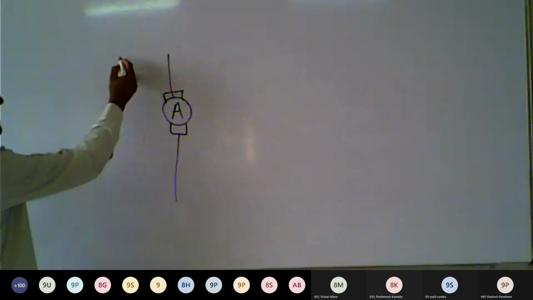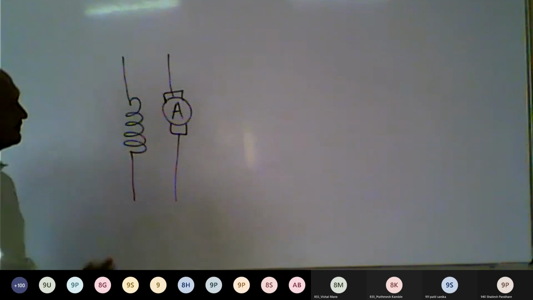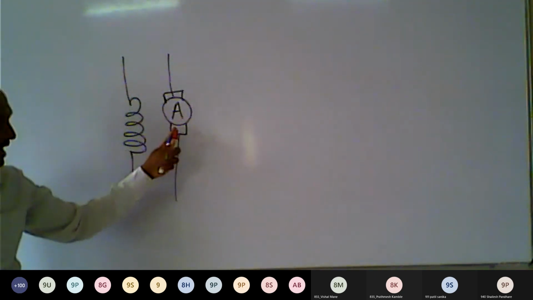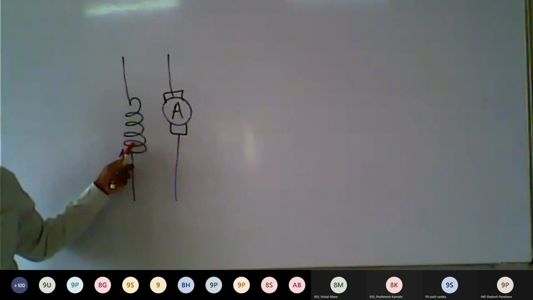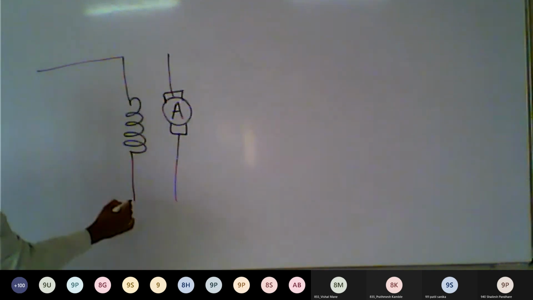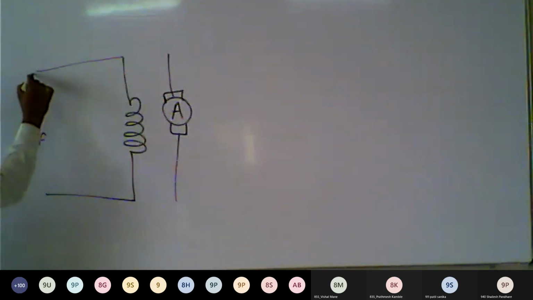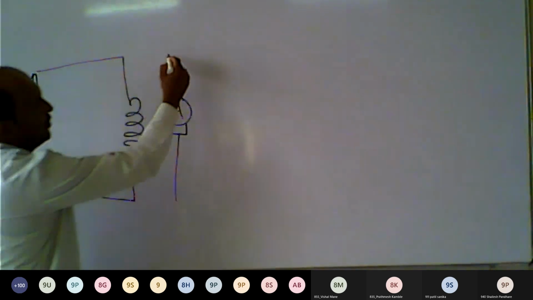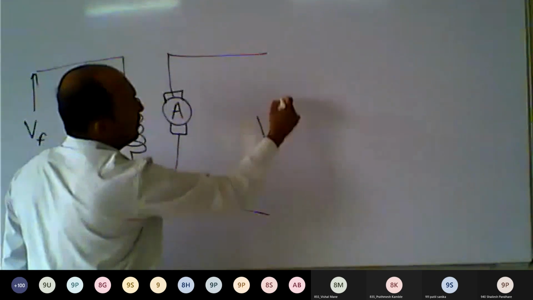And field winding we can indicate like that. So this is the notation for armature winding and this is the notation for field winding. So if we connect a voltage source to the field winding, this is called the field winding voltage source, and the voltage source connected to the armature winding is called the armature winding voltage source.